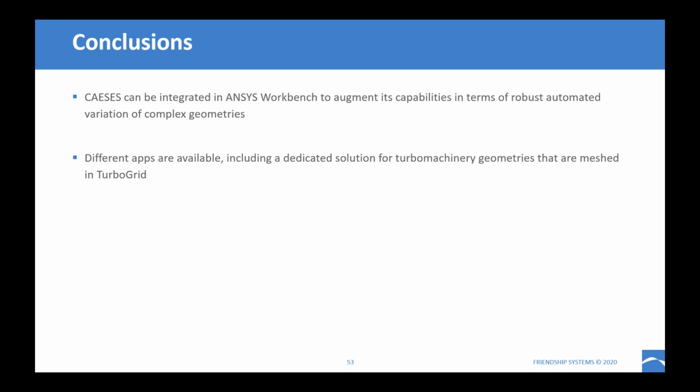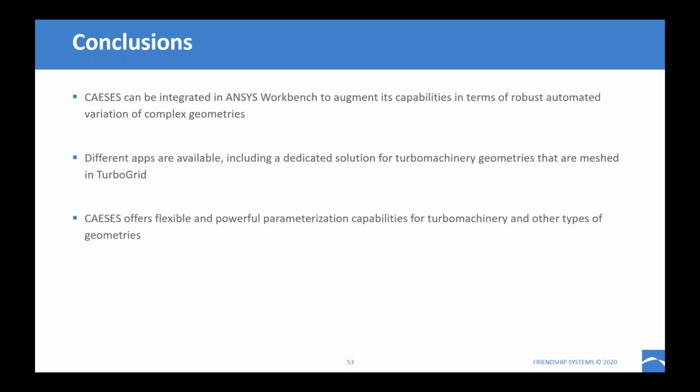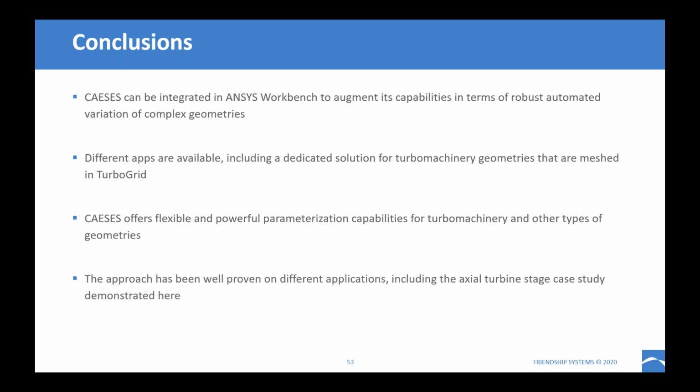There are different apps available, including specifically a dedicated solution here for turbomachinery geometries that are meshed in TurboGrid. CAESES offers flexible and powerful parameterization capabilities for turbomachinery, but also other types of geometries. And this approach has been well proven on several different applications, including, of course, the axial turbine stage case study that I just demonstrated before.